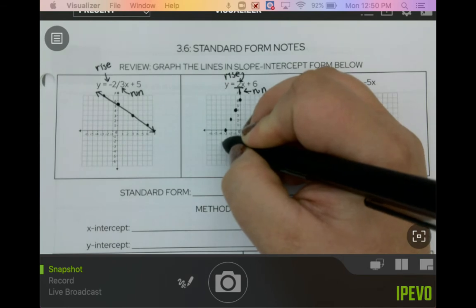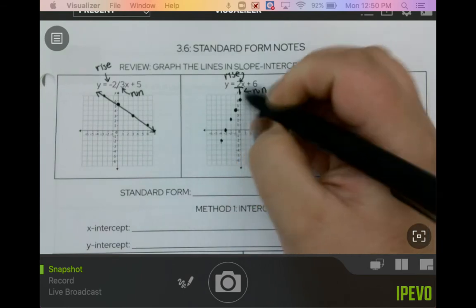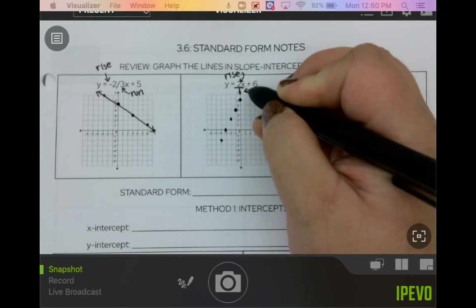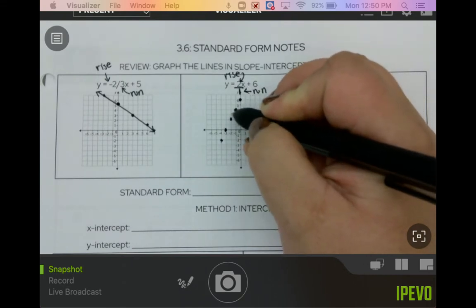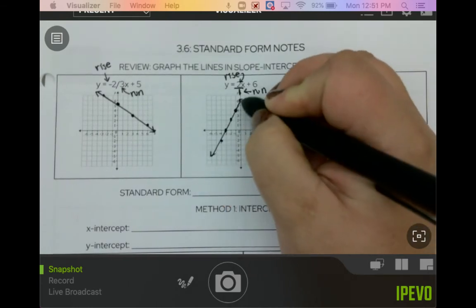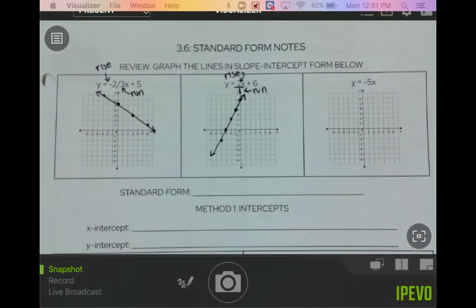Wait, if what? You make it negative? So we're out of space to go up 2 over 1. Okay. So we're going to go down 2, left 1. Yeah. Okay. So if you're out of space, you have to reverse everything. Got it.